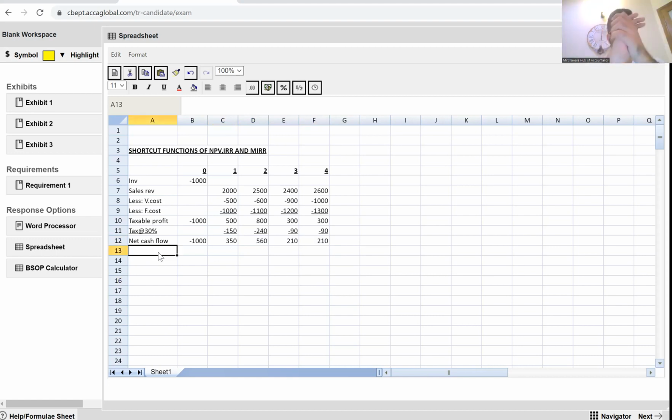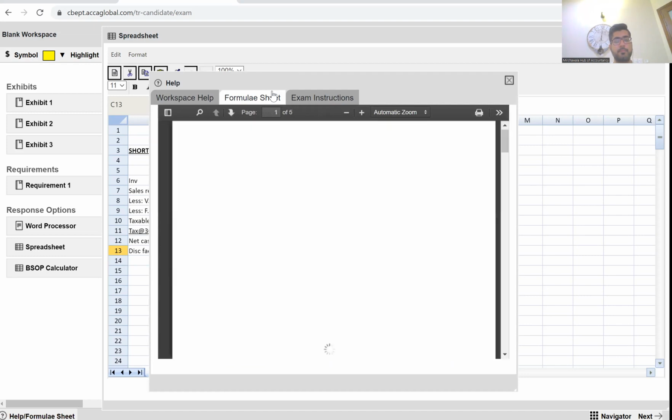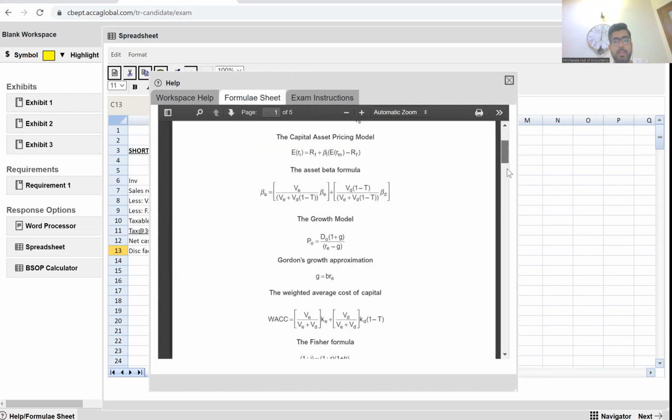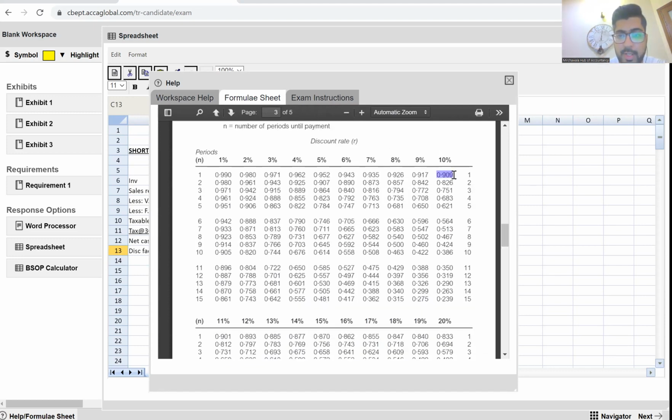After net cash flow, what is your historical practice? You multiply this net cash flow by discount factor. Now let's suppose discount factor is 10%. For year 0, the factor is 1. And what is your traditional practice? You go in the help and formula sheet. On the formula sheet, there is a discount table. So you can say 10% is 0.909 and then 0.826, 0.751, 0.683.